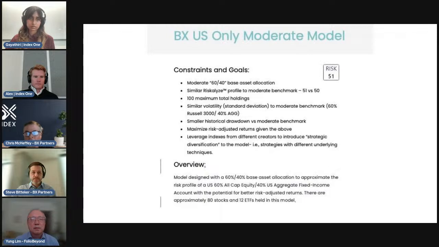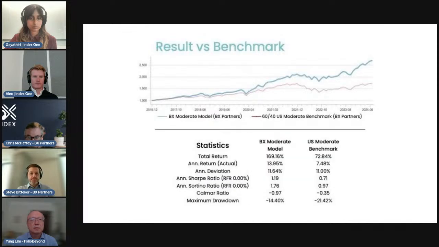So what we also do is we leverage indexes from different creators. In other words, every thought process is different. So not only do you get the diversification benefit of the low correlation, but you have different thought processes that are creating your outcomes in the portfolio. So now we can roll to the next slide.